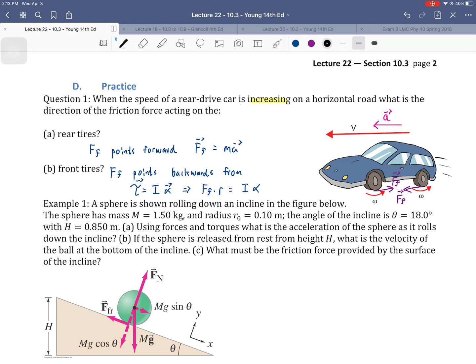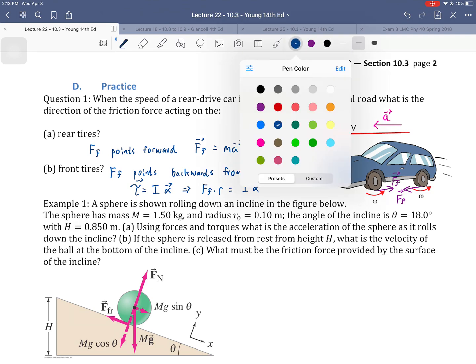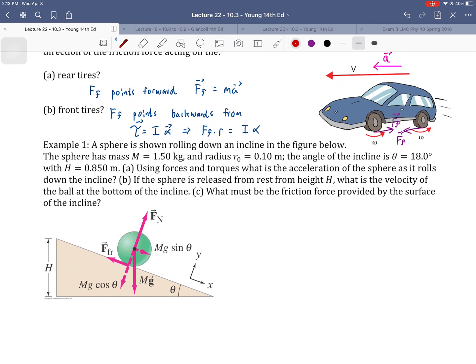Hello, and welcome to the second part of Lecture 22. We're going to continue to discuss rolling motion. We're going to start out our examples with an example of a purely rolling ball down an incline. All right, so let's take a look at it.